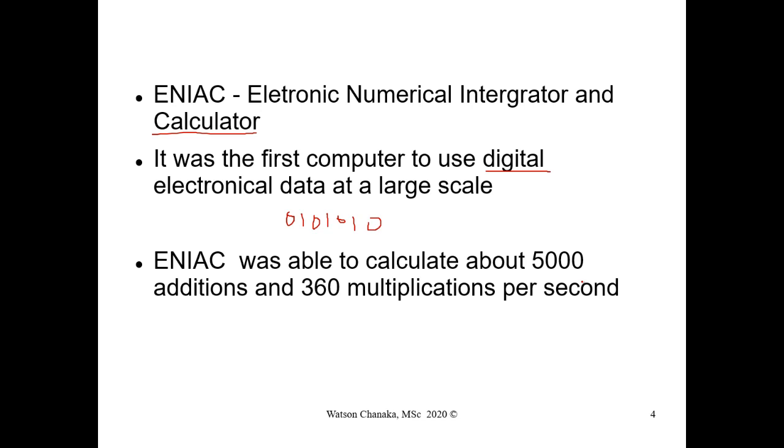But nowadays, if you use a computer which calculates, for example, 5,000 additions per second, it would be very, very slow. 360 multiplications per second, it could be very, very slow. But back in the days, it was very fast because they were migrating from a handheld calculator to an electronic digital computer.